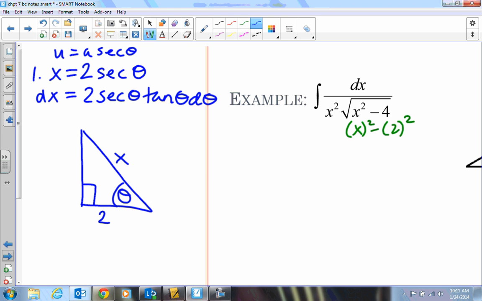Is that okay? Yes. So I know that x over 2 is secant, so cosine is 2 over x. Fill in your remaining side.